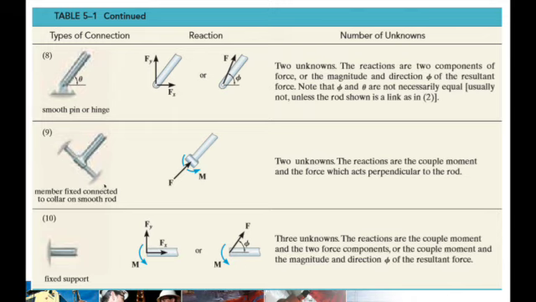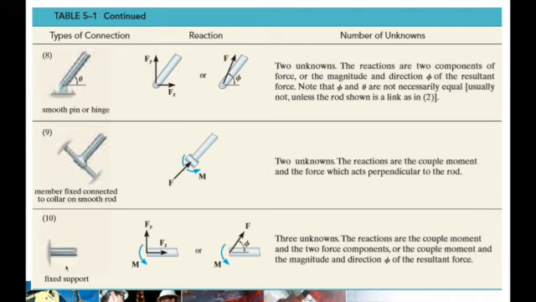We also have a member fixed connected to a collar or smooth rod. Here, it can move sideways, but it cannot move along this axis. That's why there's a support reaction, and you also cannot rotate it. That's why there is a reaction which is a couple moment. So there are also two unknowns when you encounter this type of connection.